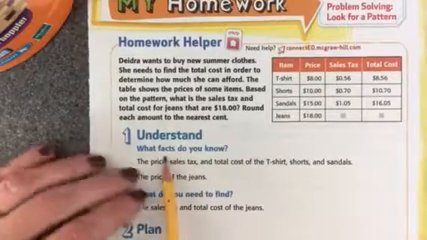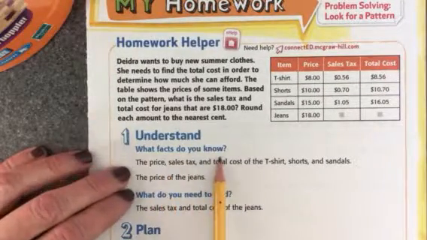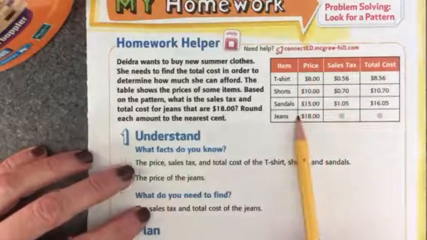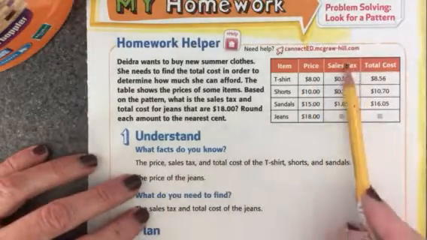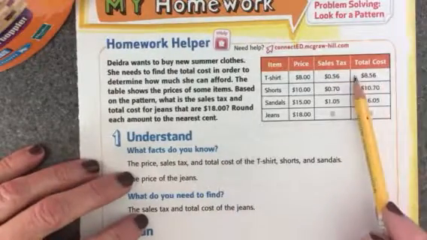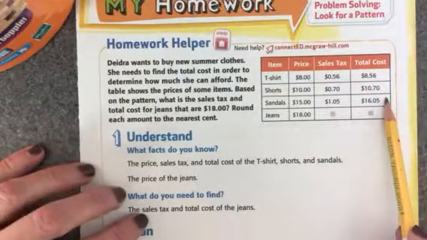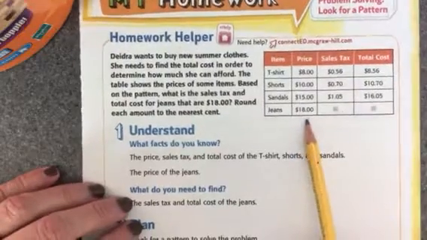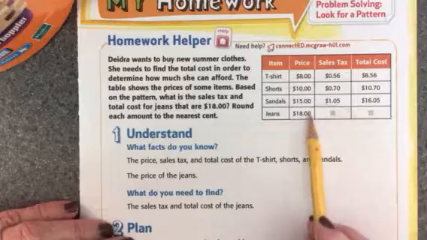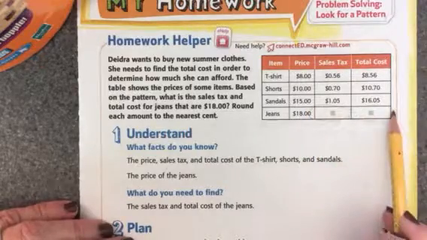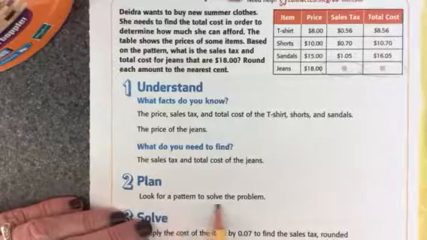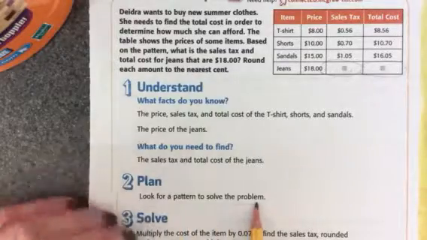All right, first we need to find out what facts we know. Well, we know the price. The prices are here in the table. We know the sales tax. That's over here in the table. We know the total cost for the t-shirt, the shorts, and the sandals. And we know the price of the jeans. But what we'll need to find out is the sales tax for the jeans and the cost of the jeans. So what we're going to do to figure it out is look for a pattern to solve the problem.